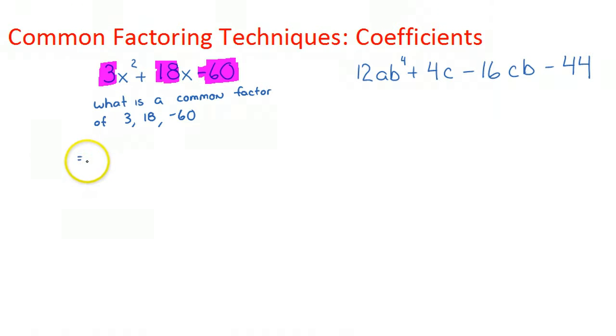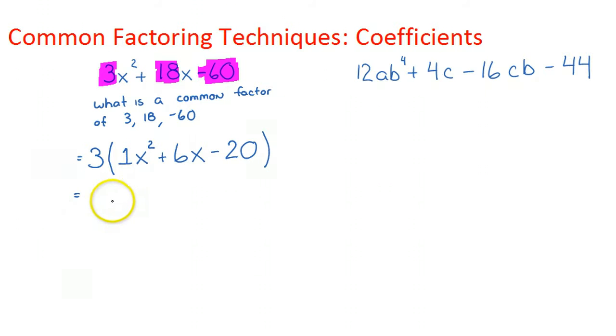So what I do in my next step is I put an equal sign and I write the 3, and then I open up a bracket. Now I say to myself, 3 times what gives me 3? And the answer is 1. And then x squared doesn't change. Then I say 3 times what gives me 18? And the answer is 6. And the x doesn't change. And then I say 3 times what gives me negative 60? And the answer is negative 20. And so now what I've done is I have common factored the 3 out. And again, just to clean this up, typically mathematicians don't write the 1 there. It's assumed. And we're done. And that's all there is to it.